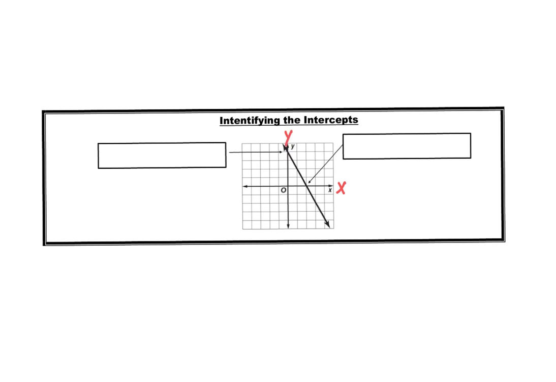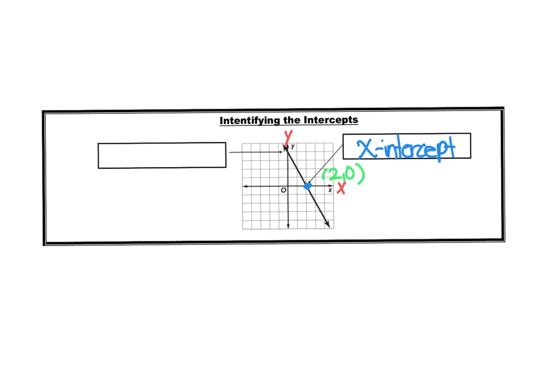When identifying the x-intercept, we are looking for where the line crosses the x-axis. If we take a look at our point right here where it's crossing the x-axis, this here is the x-intercept. And it is crossing at the point (2, 0).